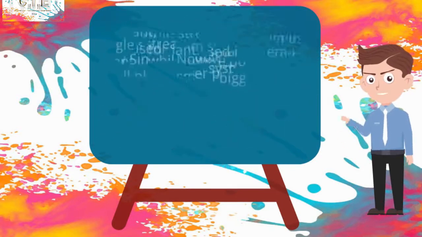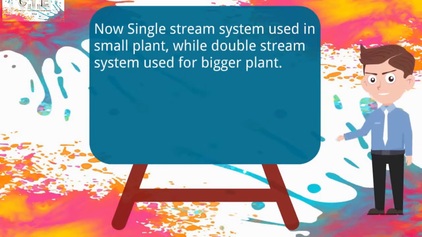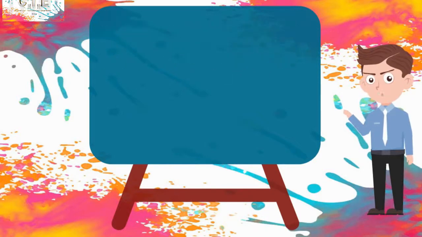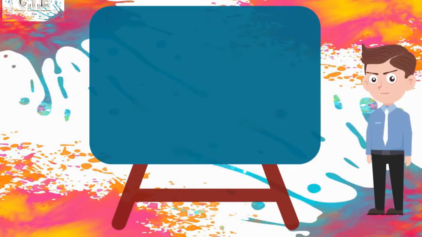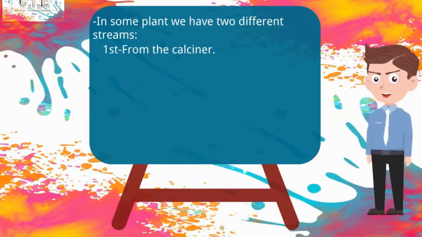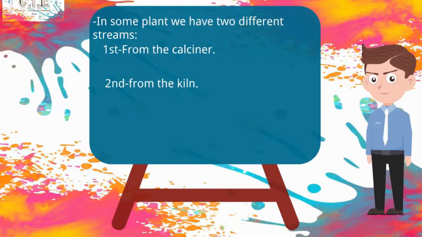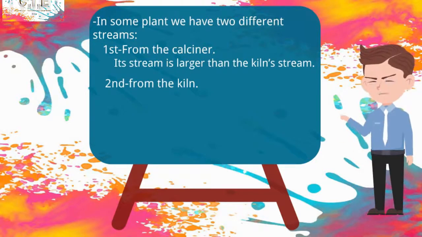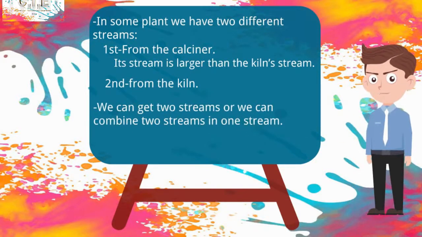A single stream system is used in plants requiring up to 5,000 tons per day as feeding, while a double stream system is used for plants requiring more feeding. In some plants which use double kilns for calcining and sintering, we will get two streams. The first is from the calciner, and the second is from the kiln. The stream of the calciner is larger than the stream of the kiln. So, in this case, we can keep two streams, or we can combine two streams in one stream.